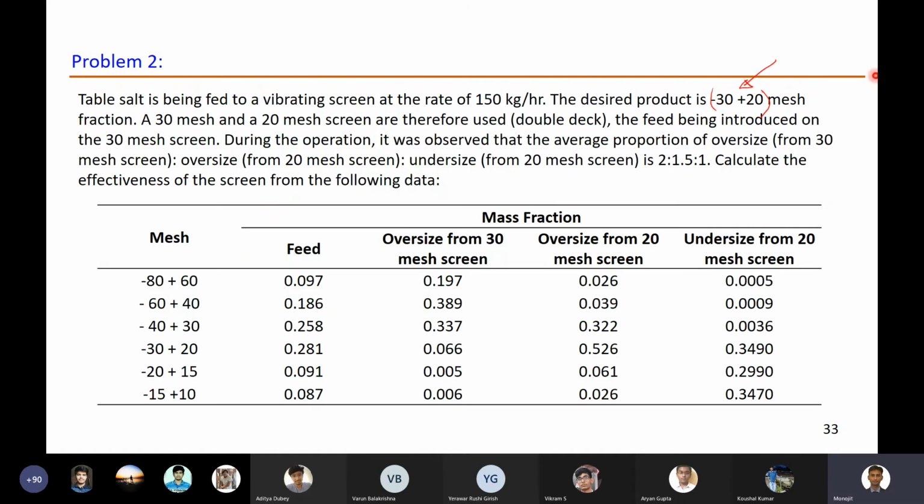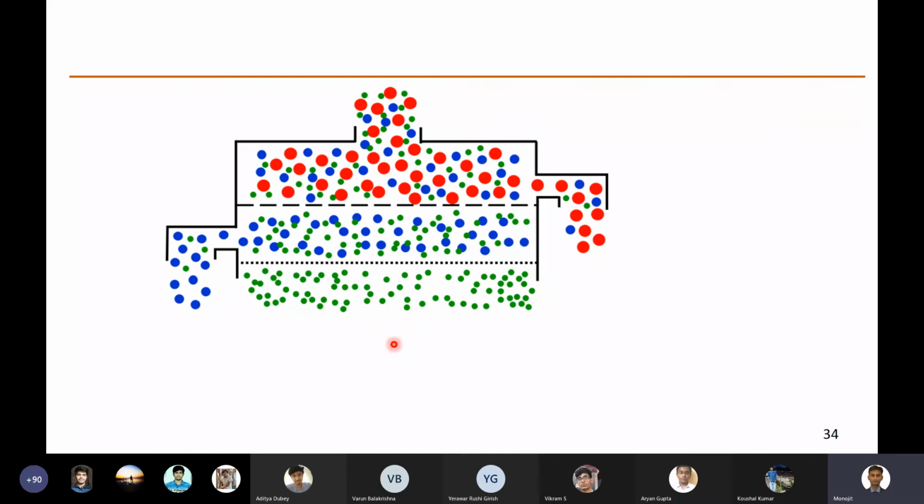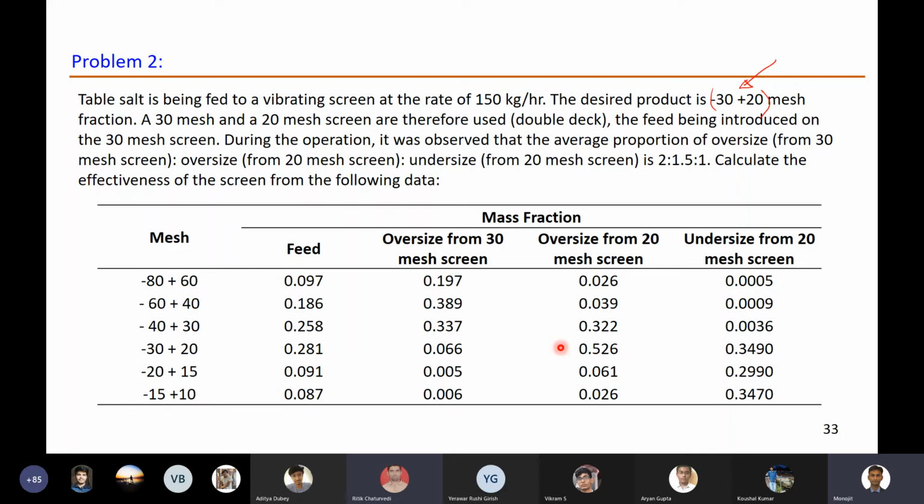I can see the problem. It's minus 30 plus 20 mesh screen. And it's an Indian standard. So what will be the mesh number of the top one? 20. Which one would be in top? Minus 30 plus 20.